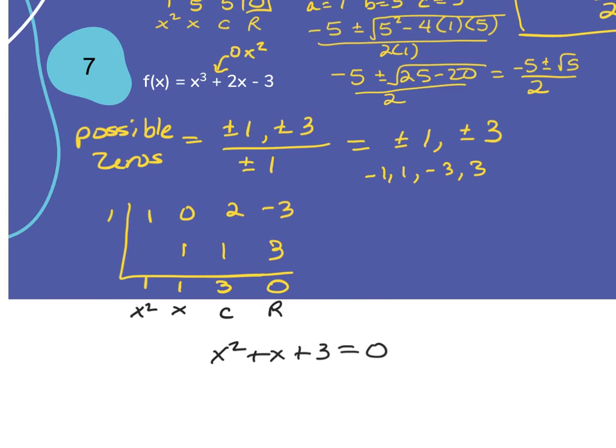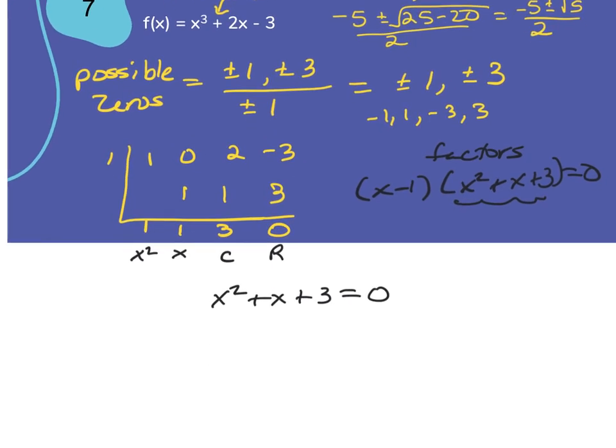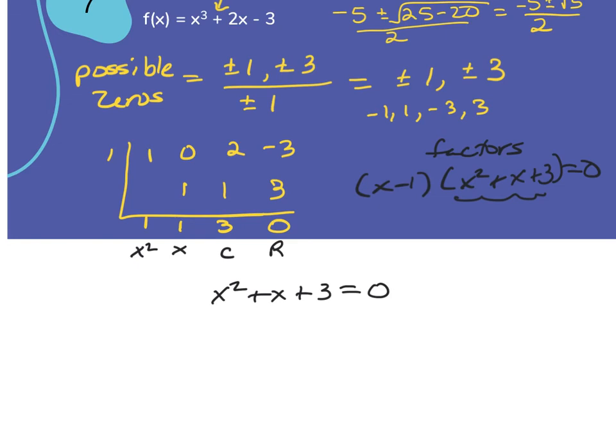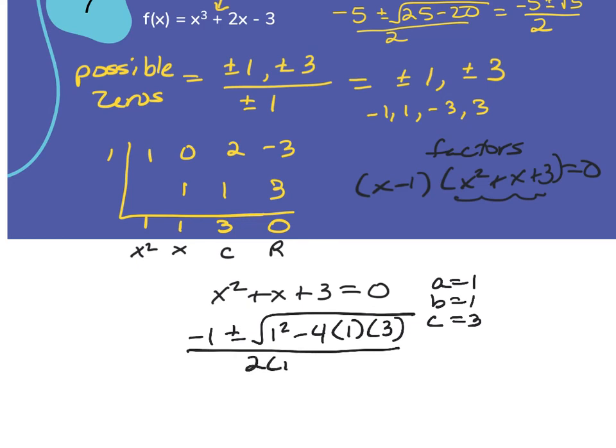So I'd have to use the quadratic formula. So the two factors are x minus 1 and x squared plus x plus 3 equals 0. These are the factors, but because this trinomial cannot be factored, to get the 0, what I need to do is quadratic formula. So opposite of B, so my A is 1, my B is 1, and my C is 3. So opposite of B would be negative 1 plus or minus B squared minus 4 times A times C, that's all under the radical, over 2 times A.